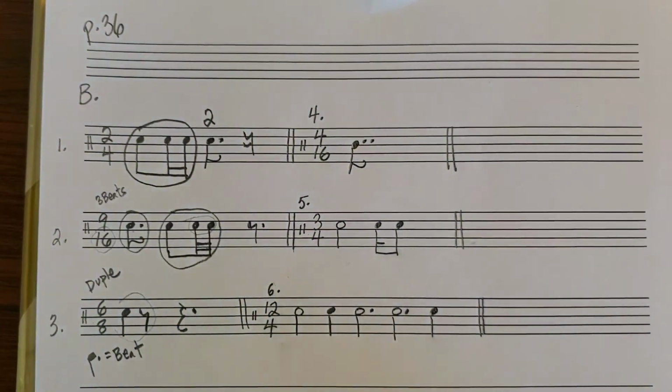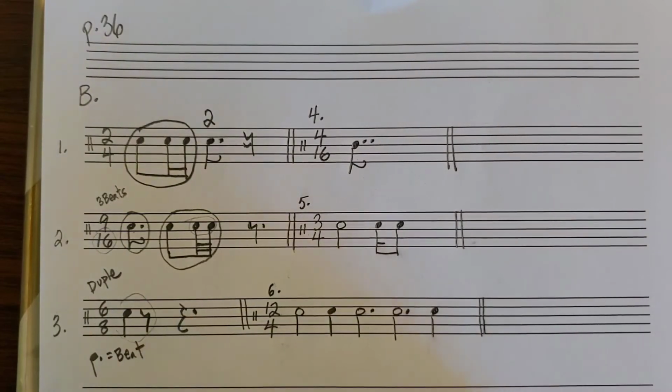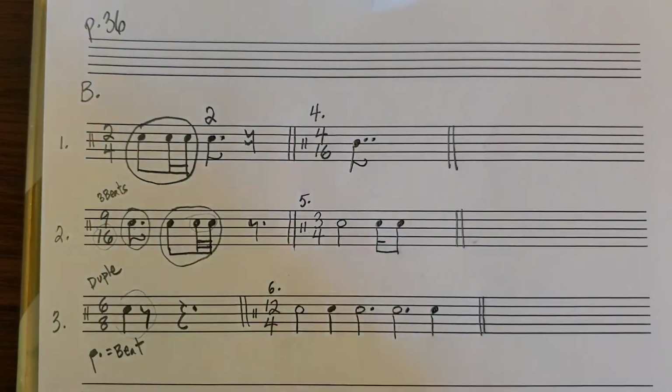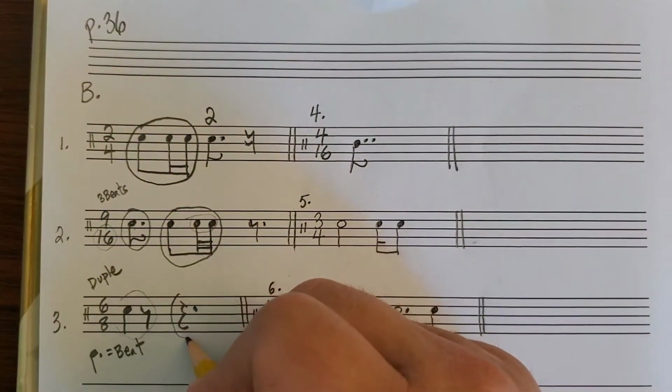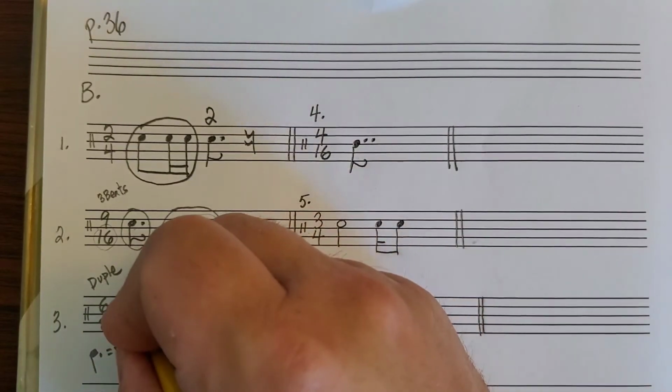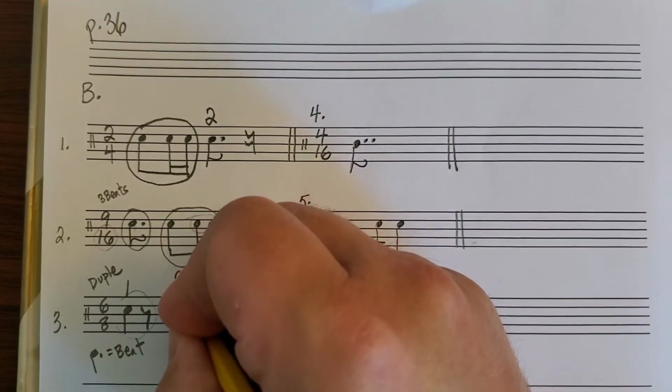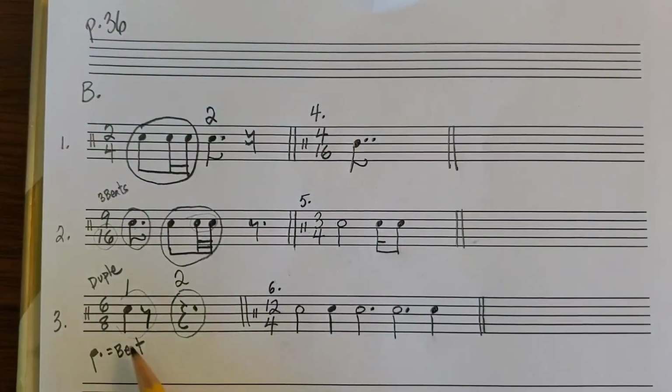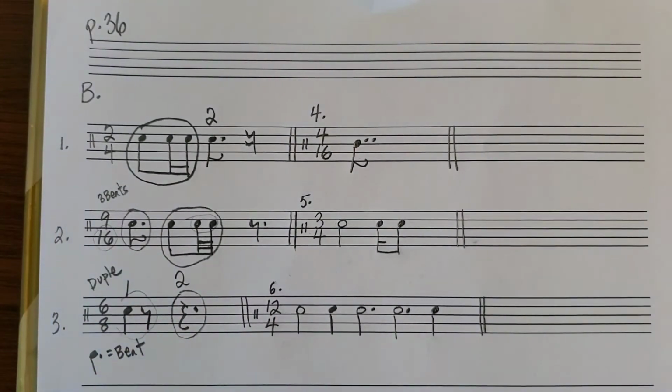Now you might be asking yourself at this point, why can't I just use a half rest? Because a half rest would be the same as a dotted quarter plus an eighth. And the reason is because you want to be able to show where the beats are. This is beat 1, and this is beat 2. So this is actually preferred to just a half rest. The half rest would hide where that second beat is.